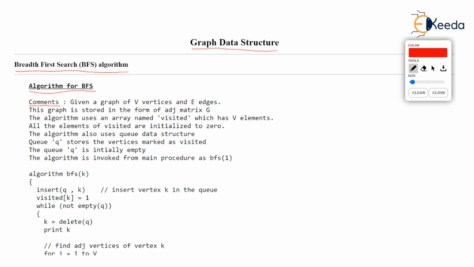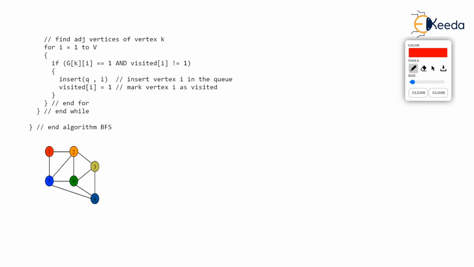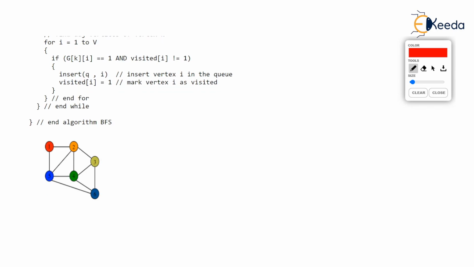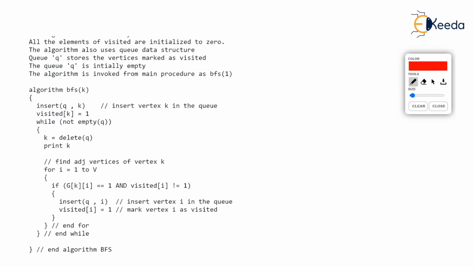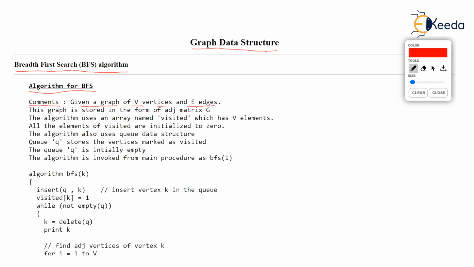We are given a graph, any graph, it can be directed or undirected, which has V vertices and E edges. So as an example, we have a graph here which has 6 vertices as you see, and some number of edges. I am not counting edges. So there are E edges. We have V equal to 6 in our example.